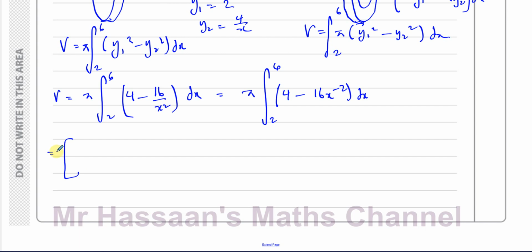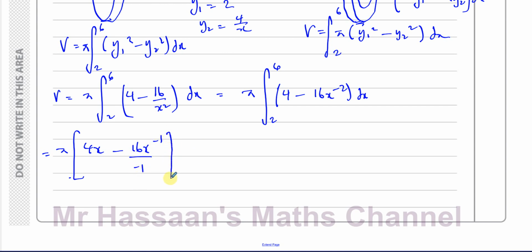Don't forget the pi. It's very easy to forget about the pi. Common mistake. That's equal to pi times, and you have 4. When you integrate 4, you get 4x. You integrate minus 16x to the power of minus 2. You add 1 to the power. That gives you 16x to the power of minus 1. So you have minus 16x to the power of minus 1 divided by the new power, which is minus 1.